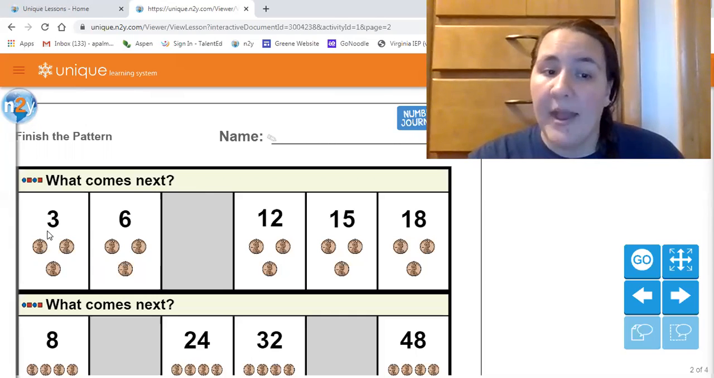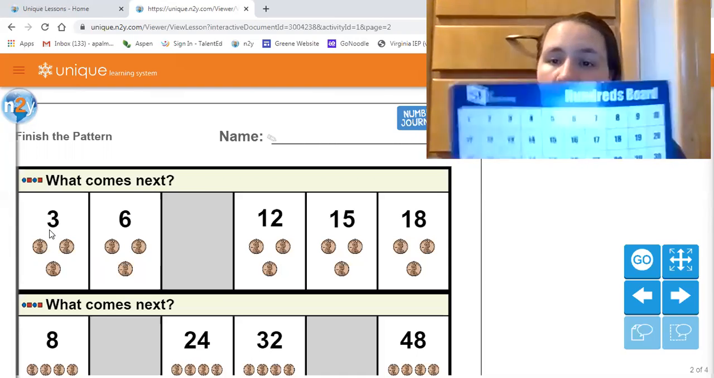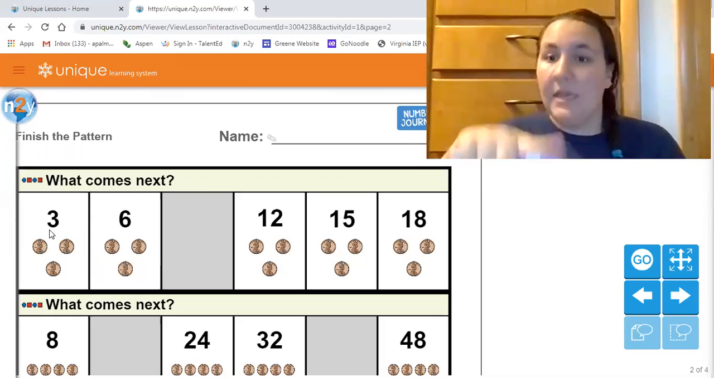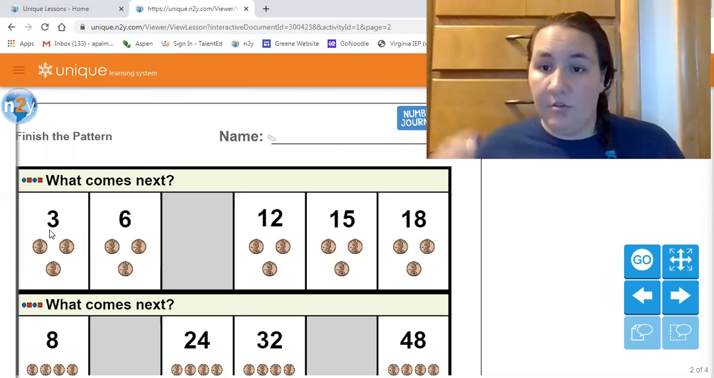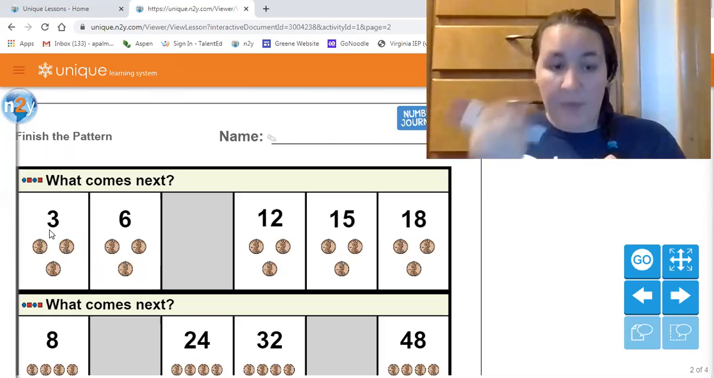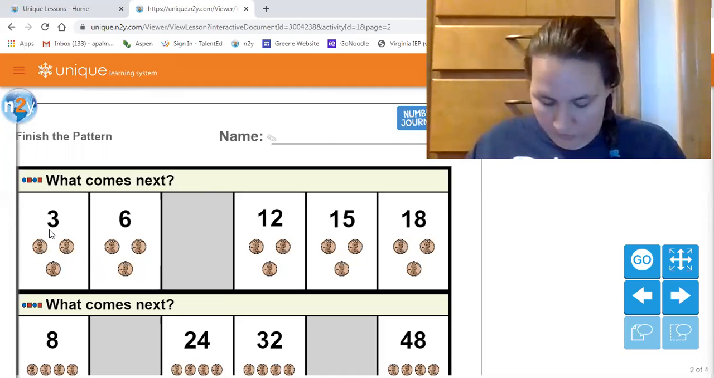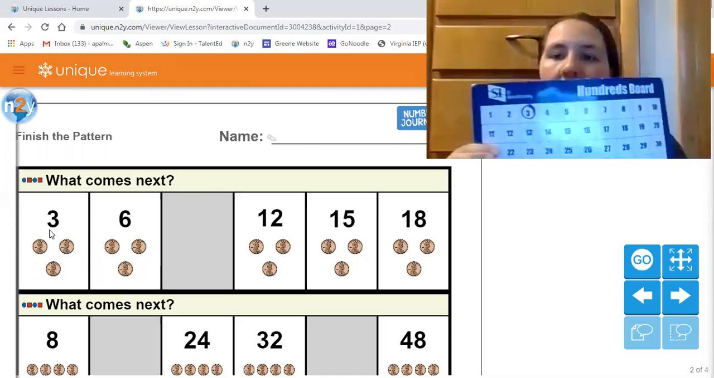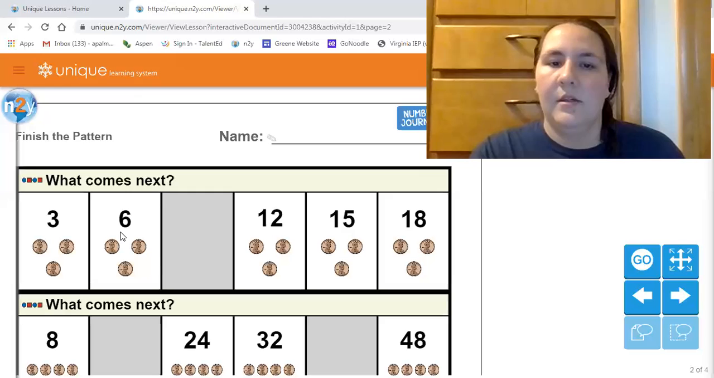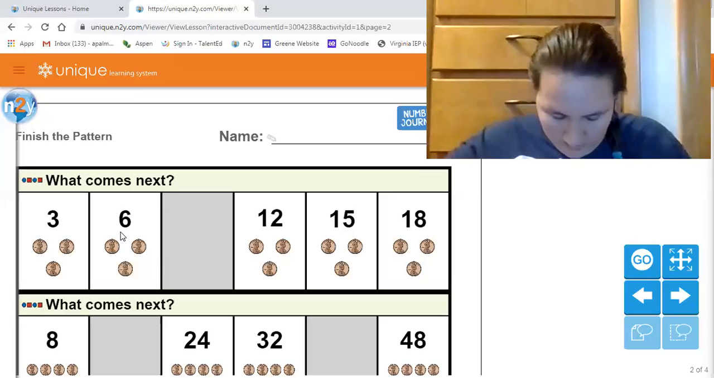So I'm going to start by circling all of the numbers in my pattern so far. So I have the number 3. So on your hundreds chart at home, and I put a link for the hundreds chart in this video so you could download one at home, you're going to circle the 3. And then what number comes next? 6. Very good.